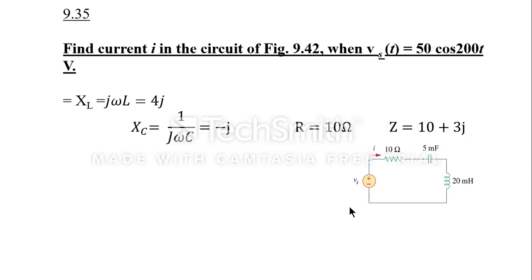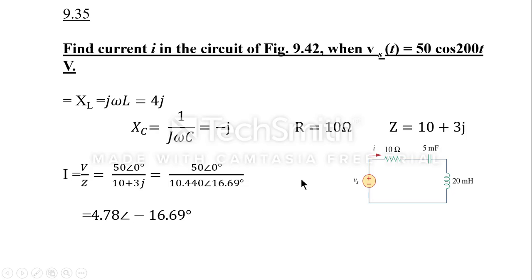We use the simple formula I is equal to V by impedance to find the I value. To find the impedance, we need to sum the resistance, the capacitive reactance and the inductive reactance. XL is equal to j omega L, which is equal to 4j, and XC is equal to 1 by j omega C, which is equal to minus j, and the resistance is 10 ohms. So the total impedance is 10 plus 3j.